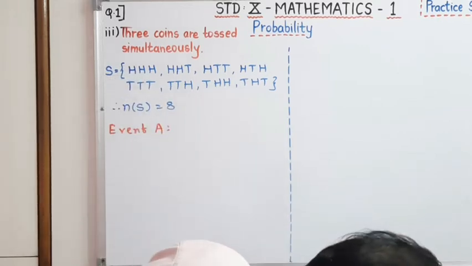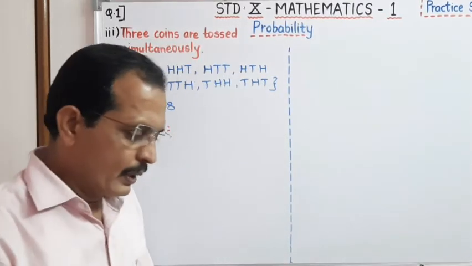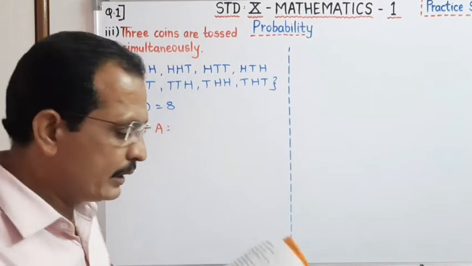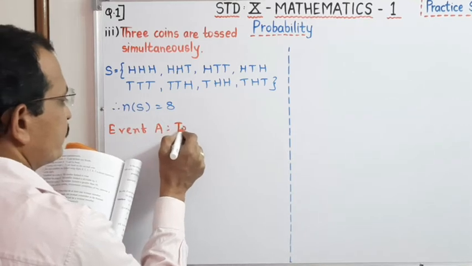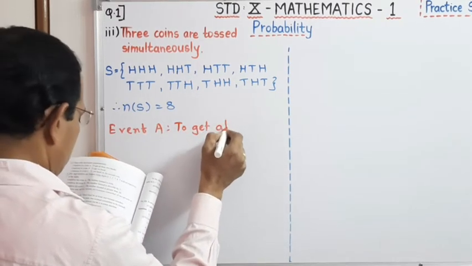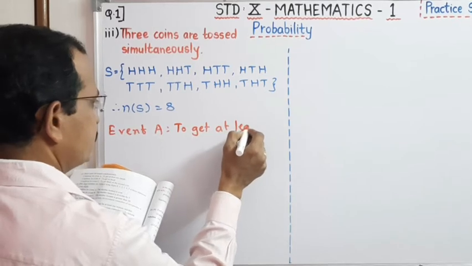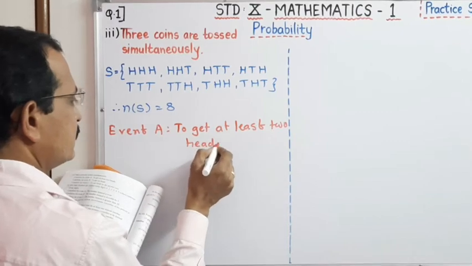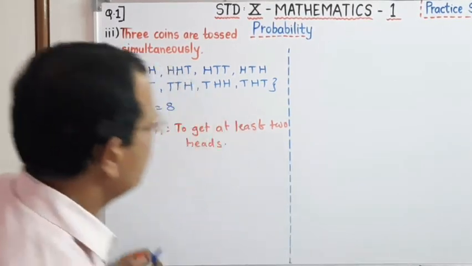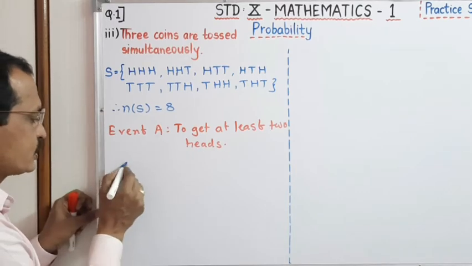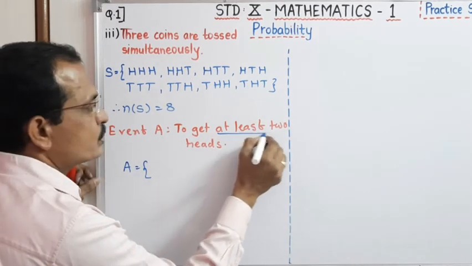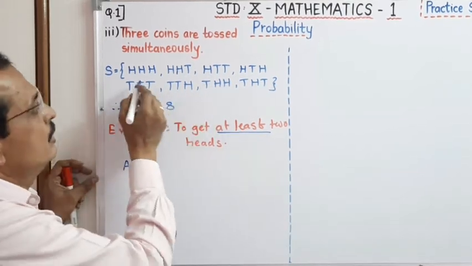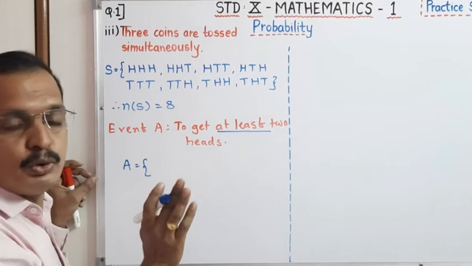What is that? Here it is to get at least 2 heads. That means, see dear student, at least 2 heads. That means a minimum of 2 heads must be there, minimum 2, maximum no limits.